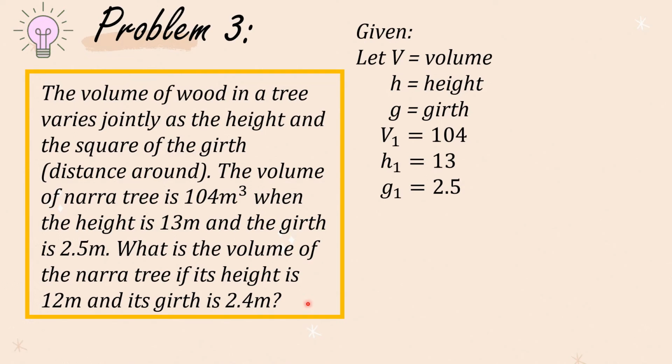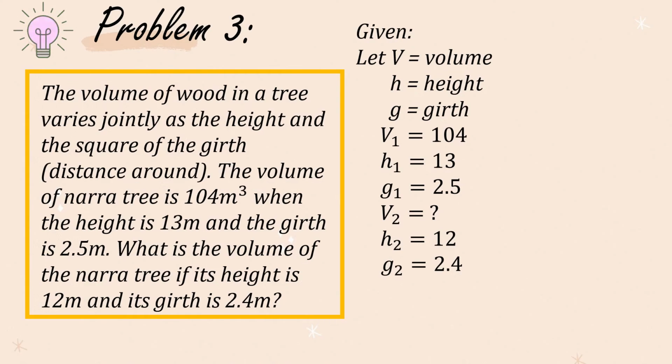Ito ay sina 12 meters at si 2.4. Sino ngayon ang nawawala? Very good! Si volume. That's why our V sub 2 is the missing one, while H sub 2 is 12 meters and the girth is 2.4 meters. So, since alam na natin ang given, pwede na nating alamin ang equation.